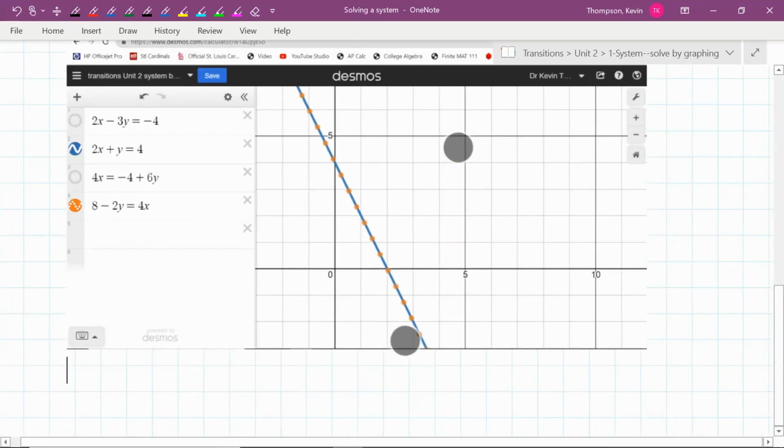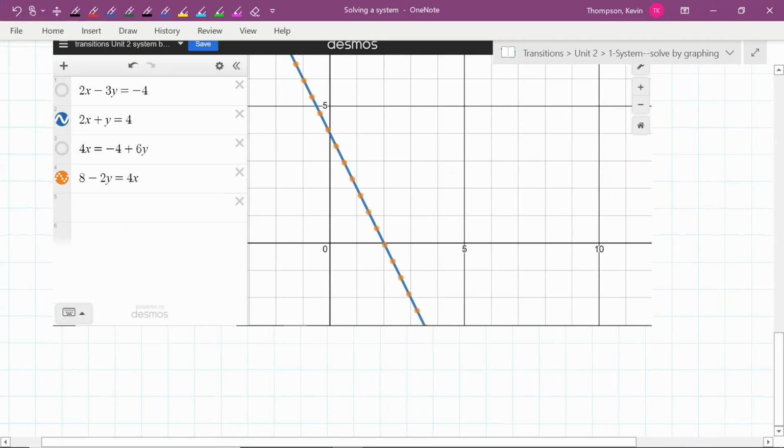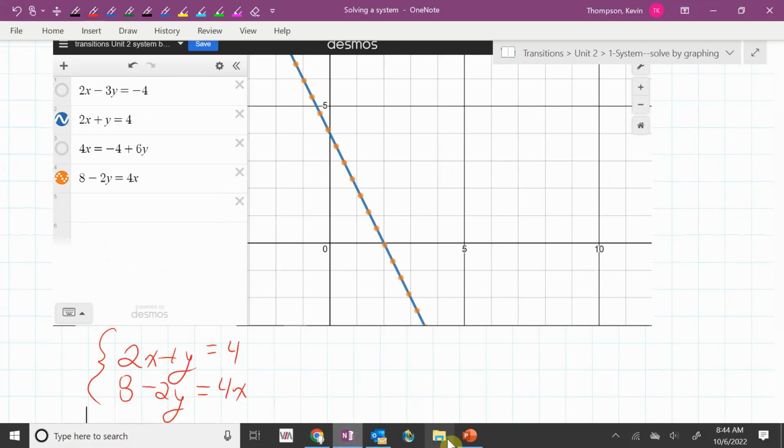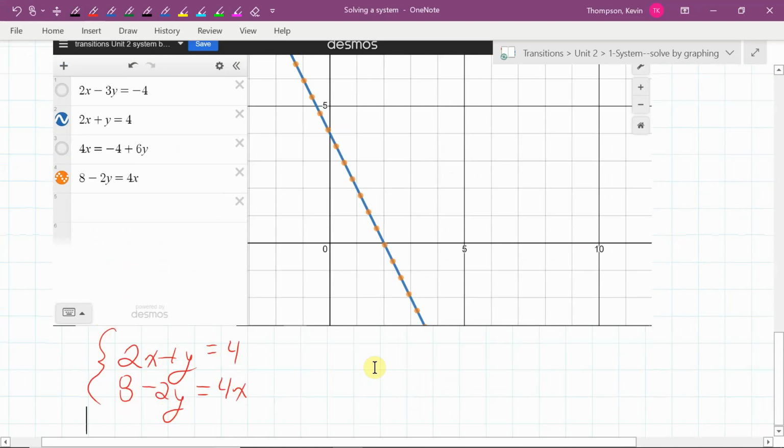So you should be jotting down this system. Our system is 2x plus y equals 4, and 8 minus 2y. So not only are we going to be able to show here that the slopes are the same, we're actually going to be able to rearrange this and show that the entire equation is the same. Notice right here they have the same y-intercept.